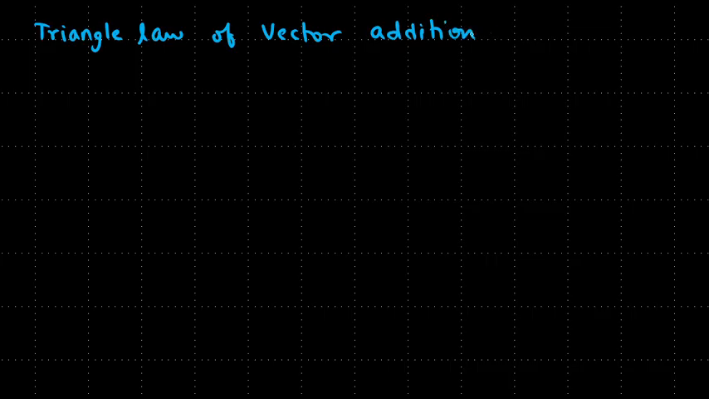So today we are going to talk about triangle law. Triangle law of vector addition. To understand this law, we will have to understand its statement and understand its proof. So in order to understand its statement, first of all, let's write the statement.